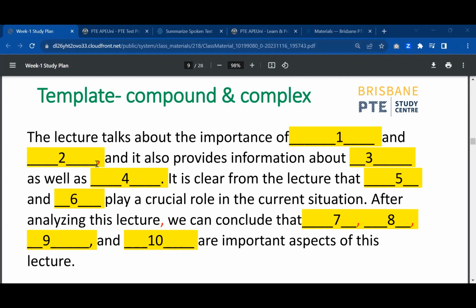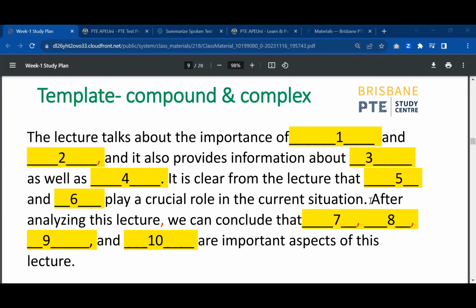We can't make any mistakes. We are getting 10 points in writing and listening from this topic. Of course we need it. So once again guys, I'm going to show you. It has 3 lines, right? This is where the first full stop is, after 4, and then it is clear from the lecture that 5 and 6 play a crucial role in the current situation. This is our sentence number 2. And then the last sentence.